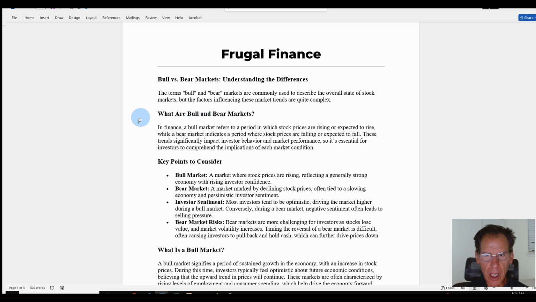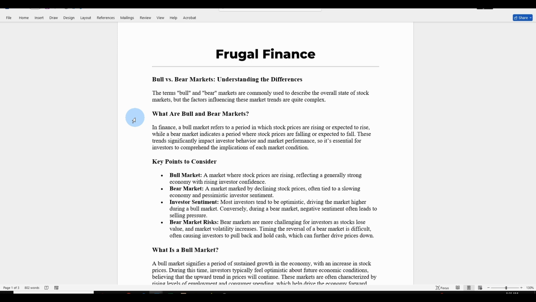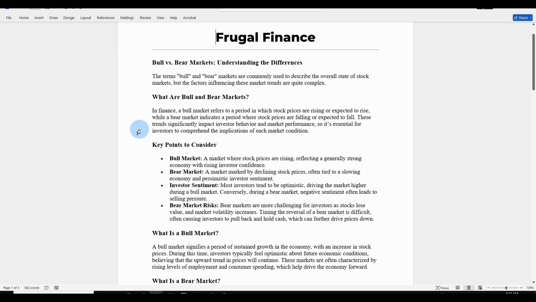Bull and bear markets are commonly used to describe the overall state of stock markets, but the factors influencing these market trends are quite complex. What are bull and bear markets? In finance, a bull market refers to a period in which stock prices are rising or expected to rise, while a bear market indicates a period where stock prices are falling or expected to fall.